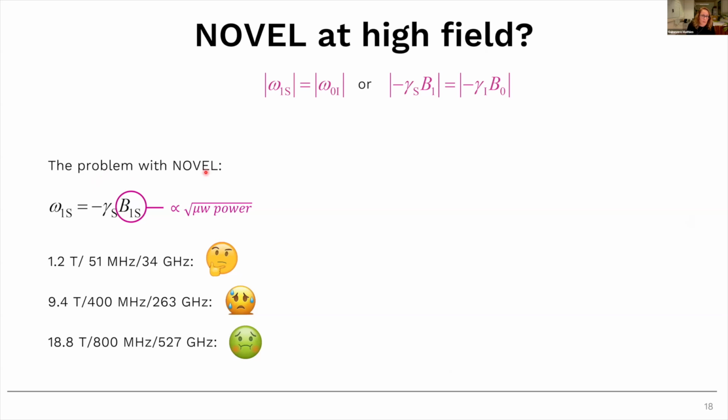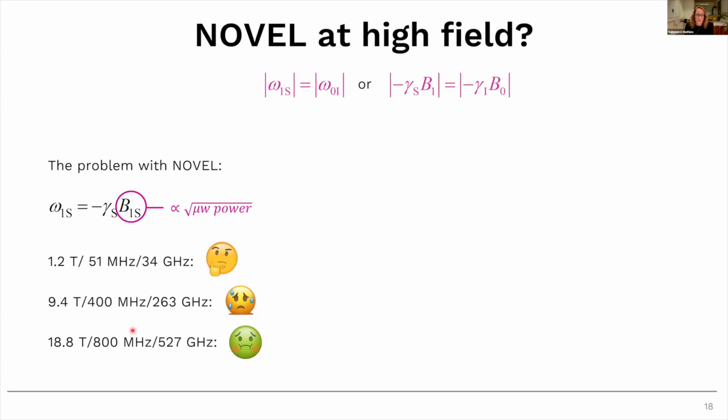And that's because of a problem that you can already see from the matching condition. The electron nutation frequency is minus the gyromagnetic ratio of the electron spins times the B1 component of the microwave irradiation. And that B1 component is proportional to the square root of the microwave power that we apply. So at low fields, at X-band, it's easy to match the proton Larmor frequency of 15 megahertz. However, when you go up in field, say the Q-band, 1.2 Tesla, matching 51 megahertz already becomes technically somewhat challenging. Going to 9.4 Tesla, 400 megahertz, or 18.8 Tesla, matching at 800 megahertz proton Larmor frequency becomes technically very challenging.